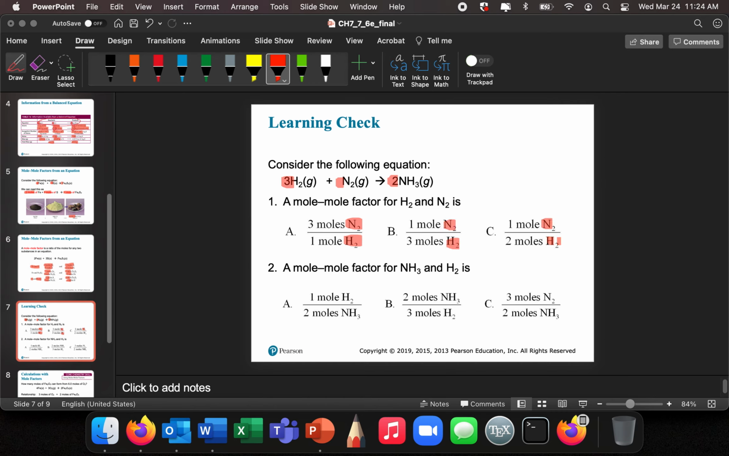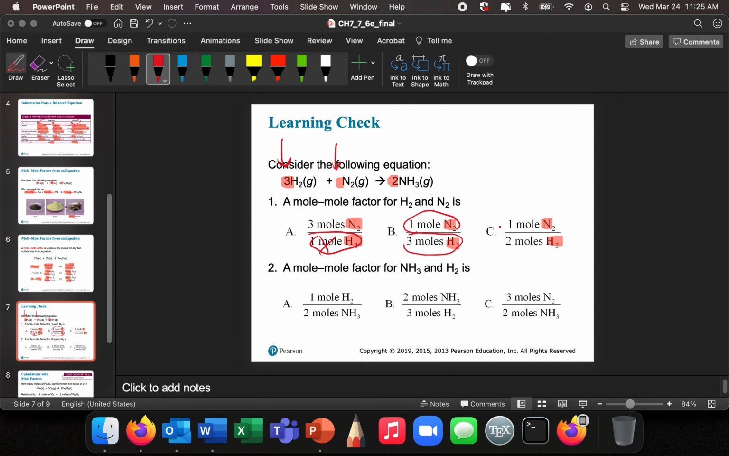Oh, those are all nitrogens and hydrogen. Okay, so far so good. Well, it looks like it's going to be, can you see it? It's going to be 3, 2, 1, right? 3 moles of hydrogen, so it's not that one, right? 3 moles of hydrogen to 1 mole of nitrogen.